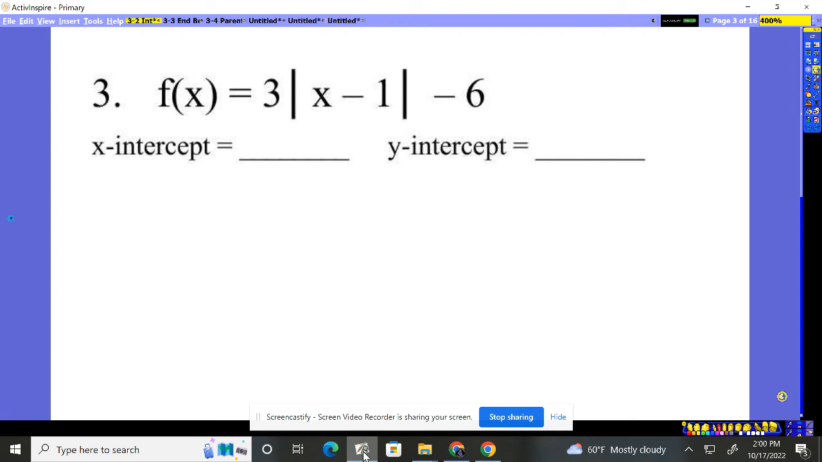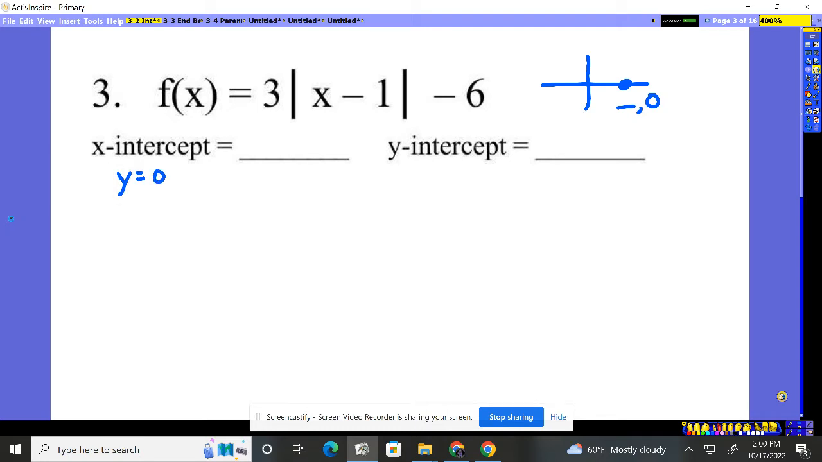Number 3, find the x-intercept and the y-intercept. So on a graph, the x-intercept, where does it cross the x-axis? Well, I know I've moved over some amount. I don't know how much, but I've gone up none. I know the y value is 0. So for this, we know the y is going to equal 0.